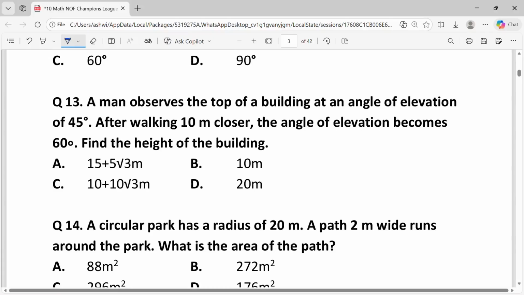Question 30. A man observes the top of a building at an angle of elevation of 45 degrees. After walking 10 meters closer, the angle of elevation becomes 60 degrees. Find the height of the building.